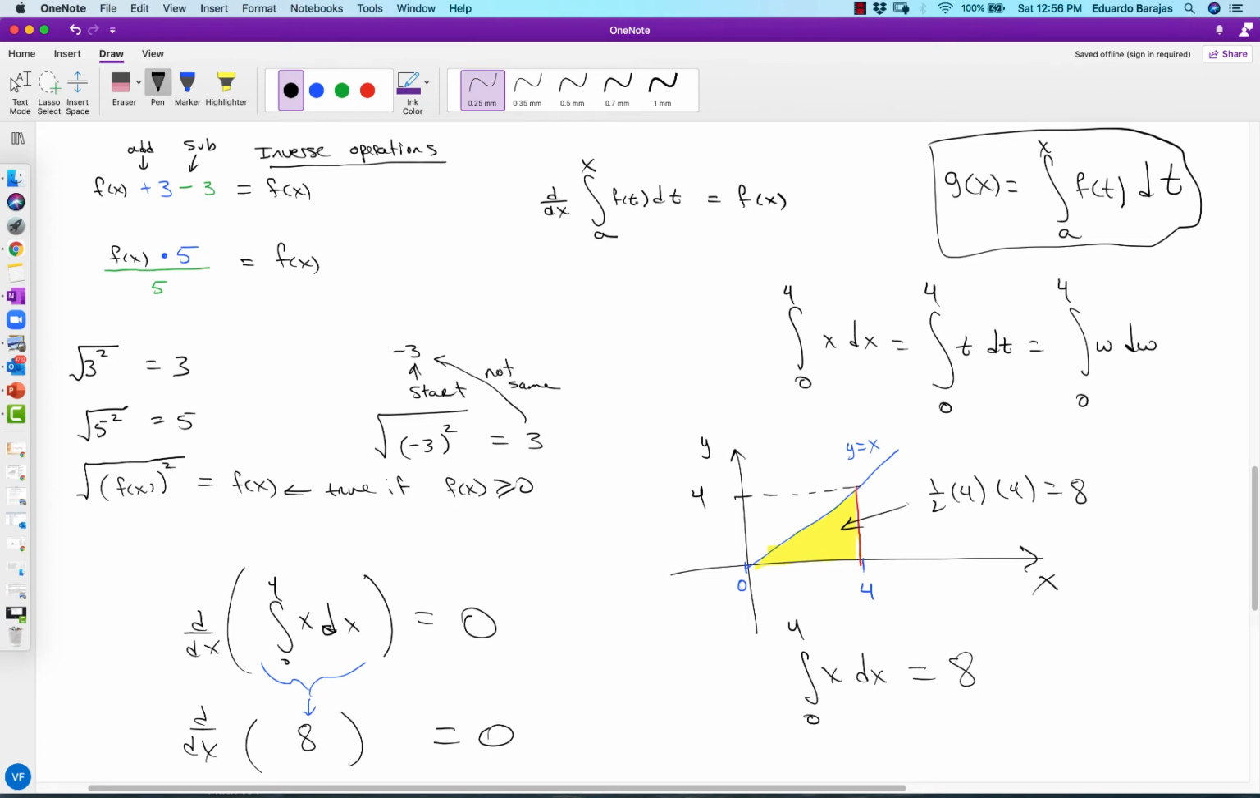Okay, so these two operations are inverses of each other. They kind of cancel each other out, but there's conditions. There's things we have to consider. It's not always going to work out.